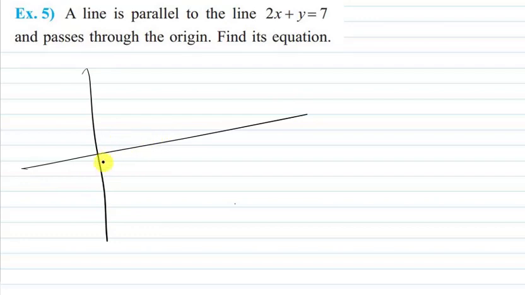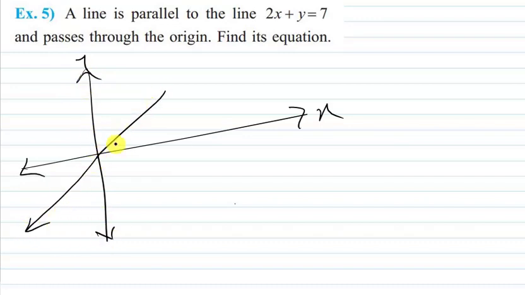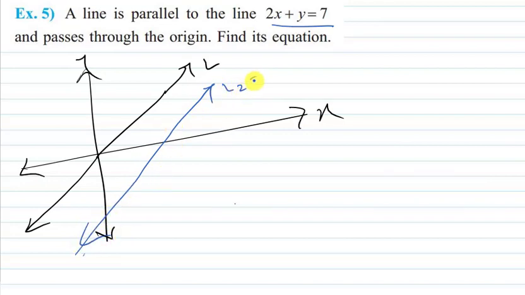Here, for example, this is my x-axis, this is my y-axis. The line is passing through the origin. So the equation I have to find, I'll name it as L, and this line is parallel to this line whose equation is given. Let's suppose we'll draw a line like this. So this line L is parallel to this line, 2x plus y equals 7, right?